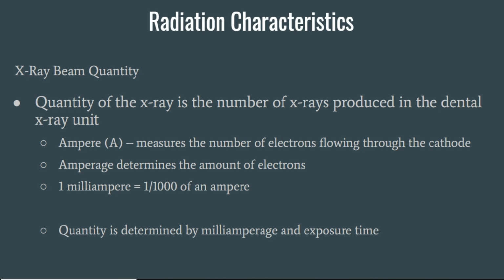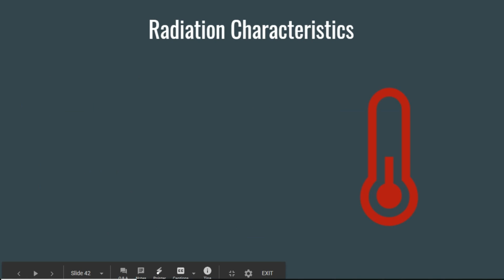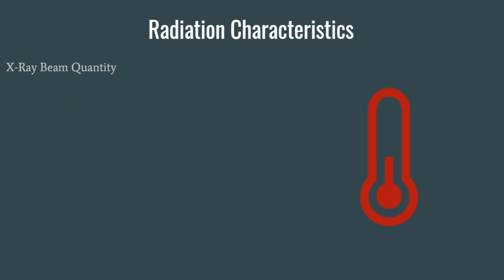So the number of electrons, or the milliamperage, is determined by how long that filament is allowed to heat up, or how long that button is pressed. So quantity is determined by milliamperage and exposure time. So let's go back just a little bit further, or dive a little deeper.